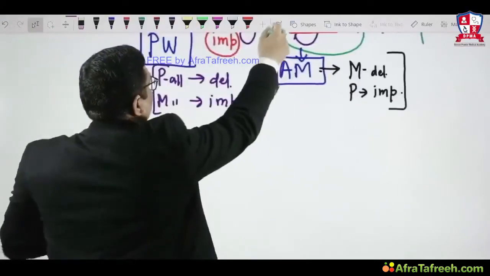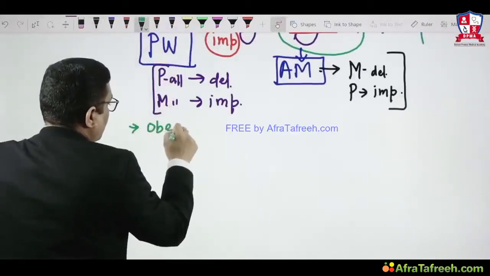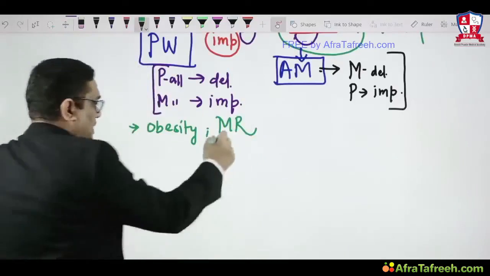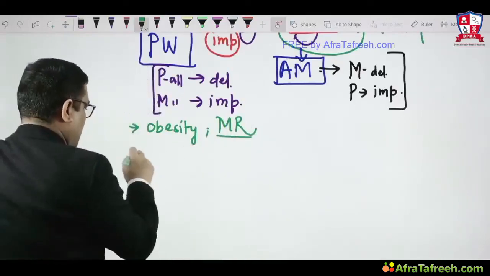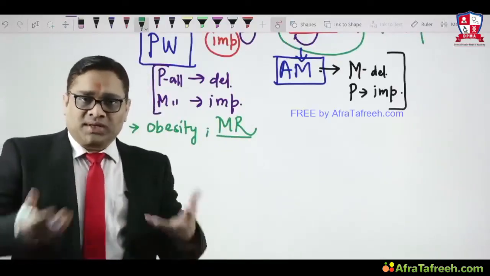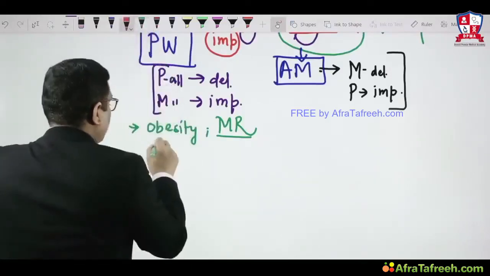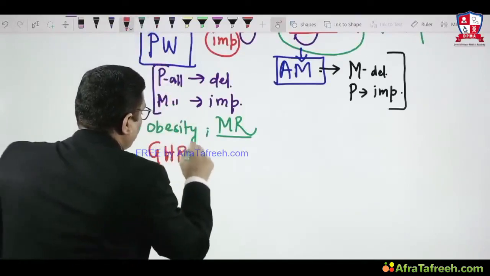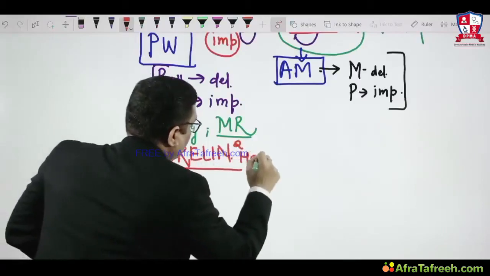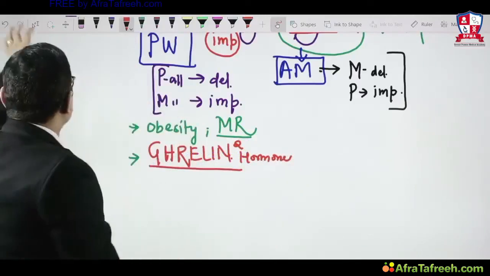In Prader-Willi syndrome, this patient will be having obesity and he will be mentally retarded. So obesity, mental retardation. Why is he obese? Because he is having more craving for the food. Why there is more craving for food and why he is eating more? Because one hormone is very high in this patient, which was the All India question in 2012, ghrelin, right? What are ghrelin hormones?